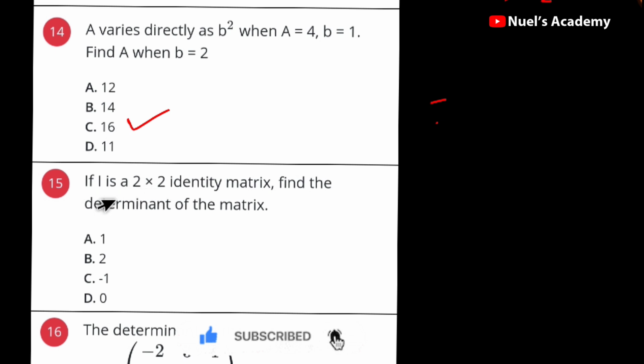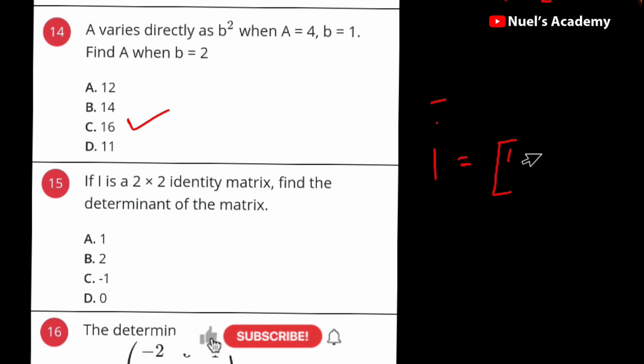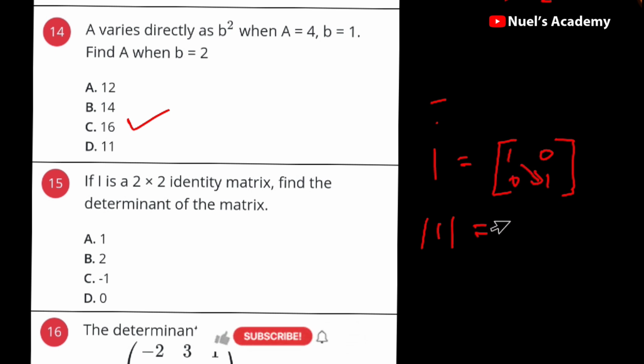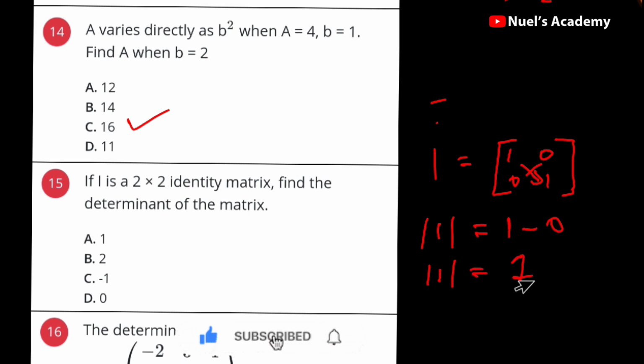Question number 15. If I is a 2 by 2 identity matrix, which is 1, 0, 0, and 1, then we are asked to find the determinant of the matrix. So the determinant of matrix I is equal to 1 times 1, which is 1, minus 0 times 0, which is 0. So the determinant of matrix I is equal to 1 minus 0, which is equal to 1. Then from the options, option A is the correct answer to the question. So let's solve question number 16.